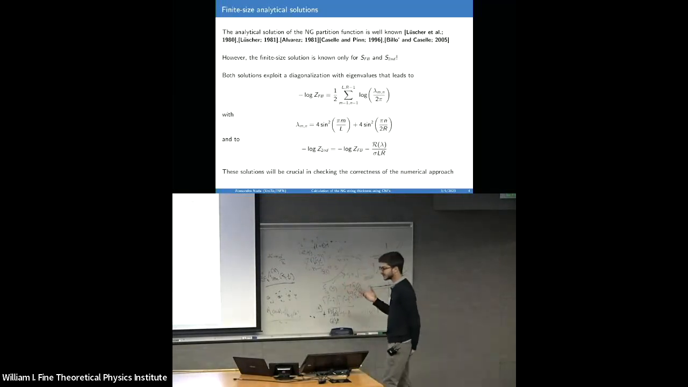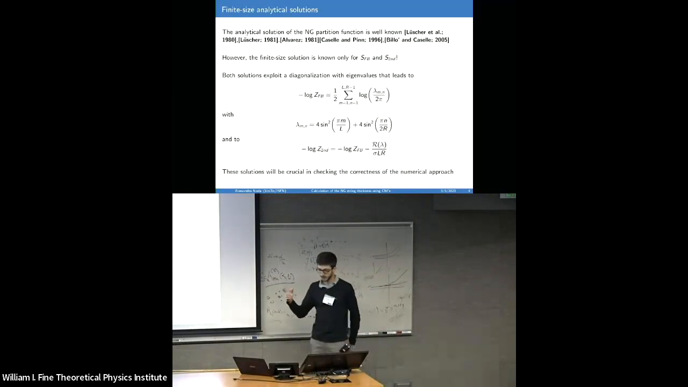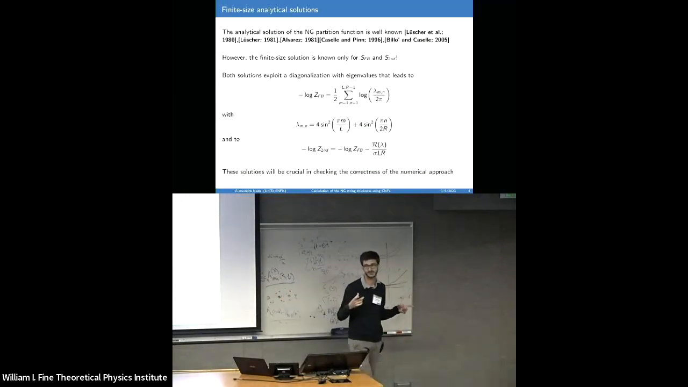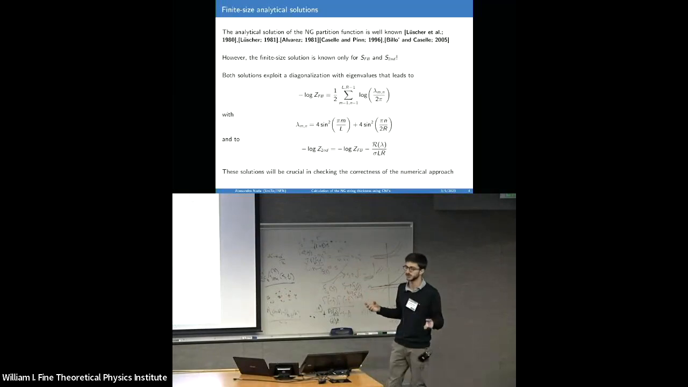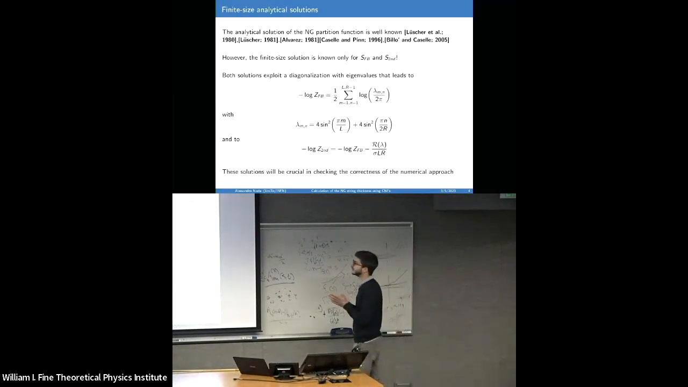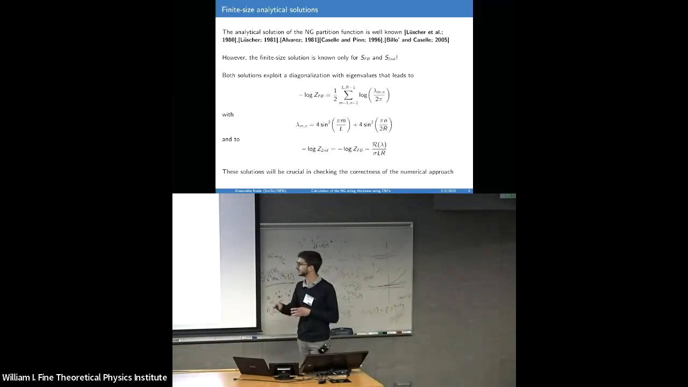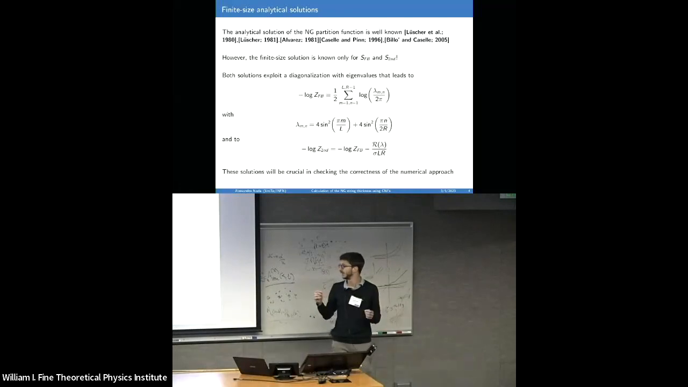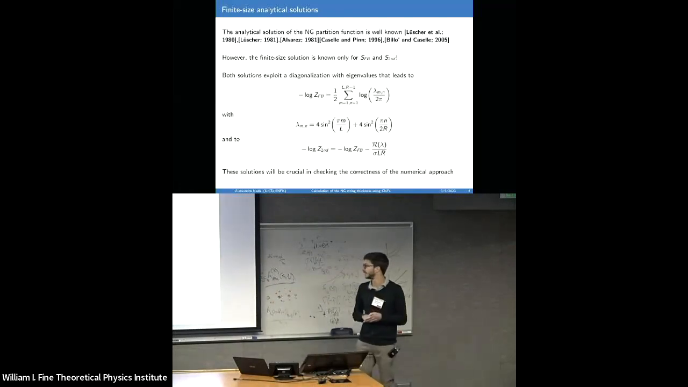The point is that it's not so useful in this case because we are doing it on a lattice and it's a box. So we need a finite size solution. And this is known only for these two terms of the action. This is not super important, because we are not really interested in the partition function, since we already know it. But we are going to use it as a benchmark, as a way to know that our numerical calculation will eventually be correct.